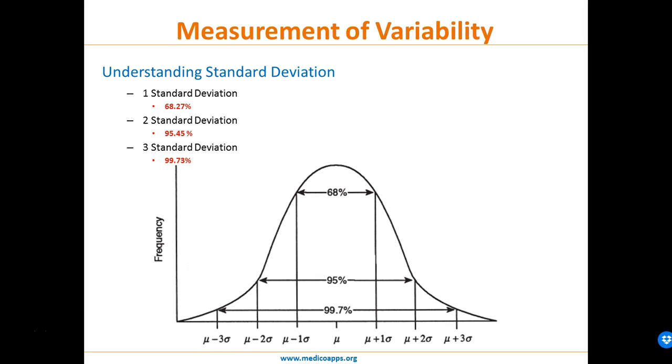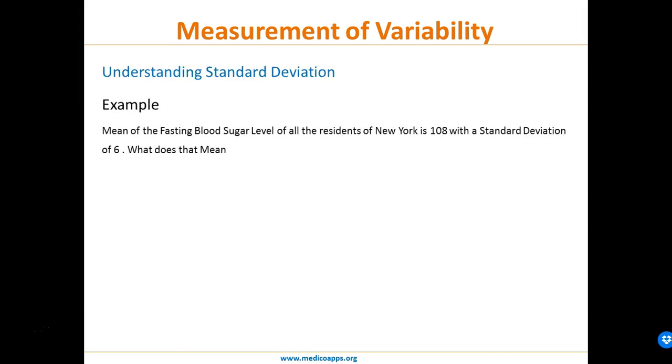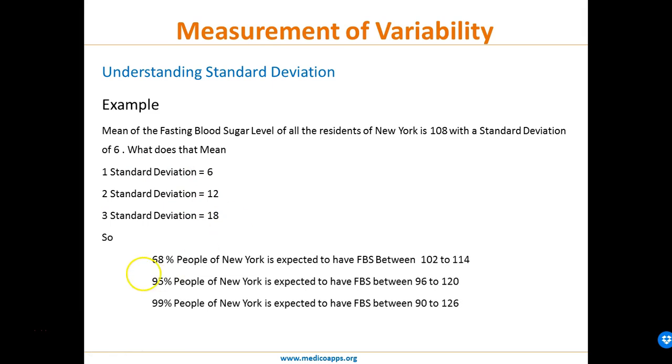At this stage, I'm sure that most of you would still have a little confusion about understanding standard deviation, so I'll take another example. Let's say the mean fasting blood sugar level of all the residents of New York is 108 with a standard deviation of 6. What does this mean? One standard deviation is 6. Two standard deviations is 2 into 6, 12. Three standard deviations is 3 into 6, 18. So we understand that 68% of the people are expected to have fasting blood sugar between 108 and 114.